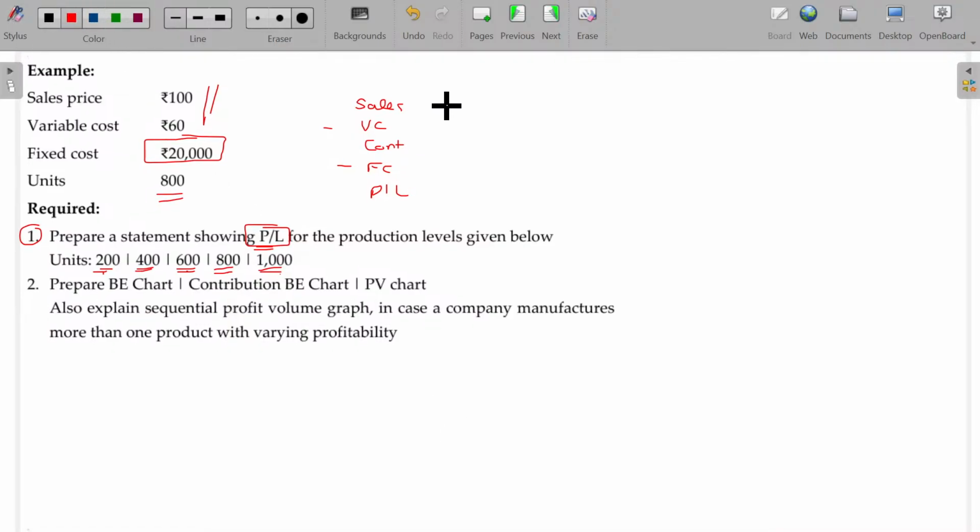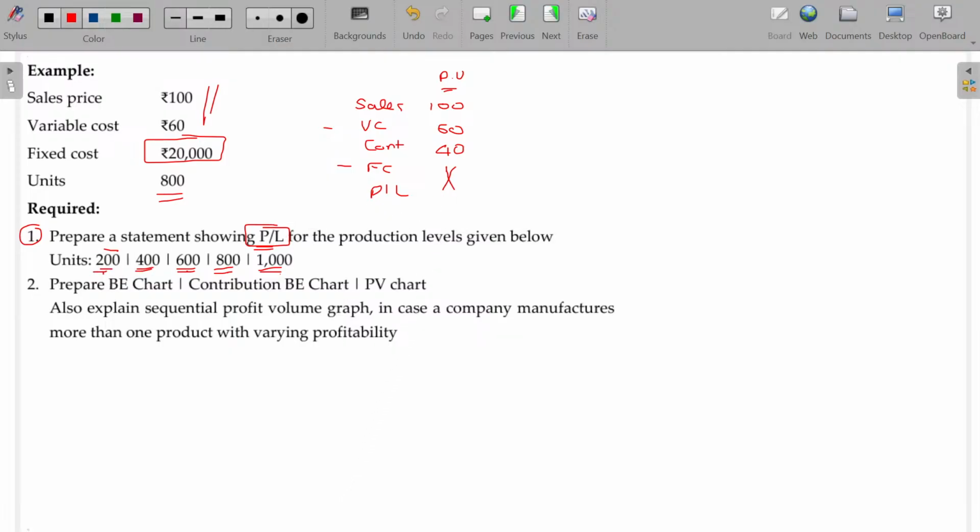Now, sales being 100, variable cost being 60, contribution being 40. Clear? 100, 60, and 40. You don't show the fixed cost as well as profit and loss on a per unit basis. You just keep this one as it is to the extent of 3. Right.